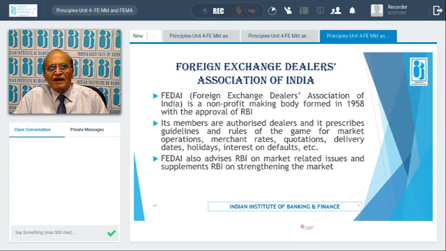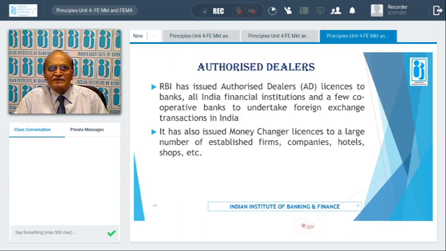It also advises RBI on market-related issues and helps RBI on strengthening the market. Who are authorized dealers? RBI has issued authorized dealer licenses to banks, all India financial institutions, and a few cooperative banks to undertake foreign exchange transactions in India. It has also issued money changer licenses to a large number of established firms, companies, hotels, shops, etc.